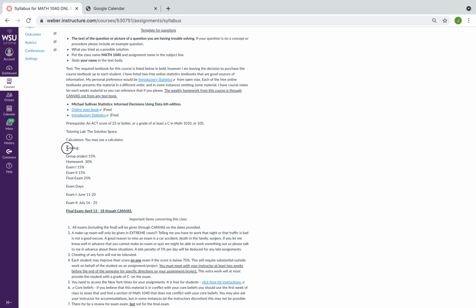So grading, there is a project. This can be done individually or as a group. Okay, that's worth 15% of your grade. Homework, those weekly quizzes, are what I'm calling homework. They're worth 30% of your grade. Notice that is the single biggest factor for your grade is homework, and that's 30%. It's worth more than the final exam. Okay, and in fact, it's worth the 2 exams put together. So you want to be on top of your homework. Okay. Each exam is 15%. I'll go over how, when, and where to access those exams in a minute. Your final exam is 25%.